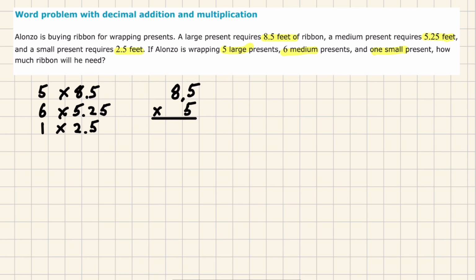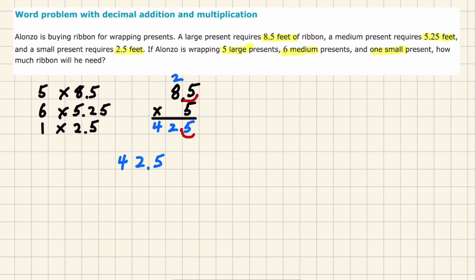5 times 5, 25, carrying the 2. 5 times 8 is 40, plus the 2, 42, bringing down the 4. And then 1 decimal place means 1 decimal place. So far, we have 42.5 feet, but that's just the large presents.